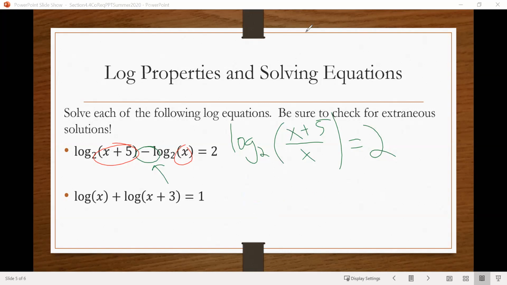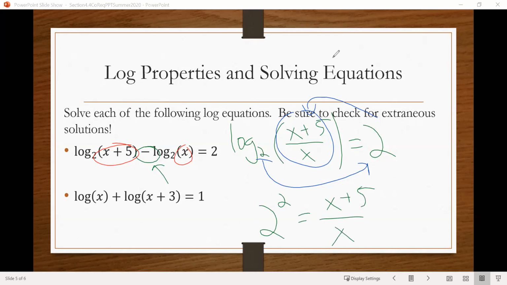So since the base of our log is 2, we can take that and raise it to the power of the thing on the other side and set that equal to what's inside the log. So what this will become then is 2 squared equals x plus 5 over x. Okay? And now this equation is in a form that we can solve. So let's go ahead and do that.